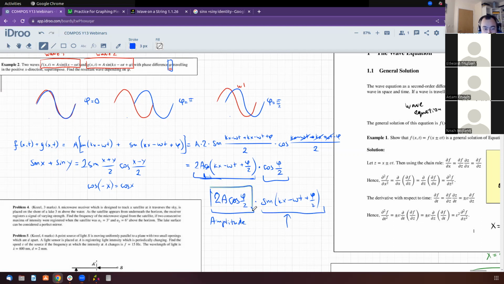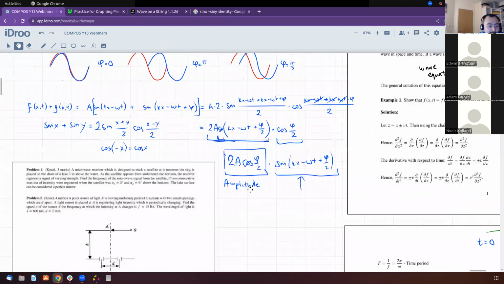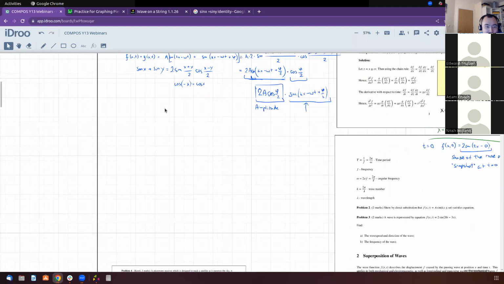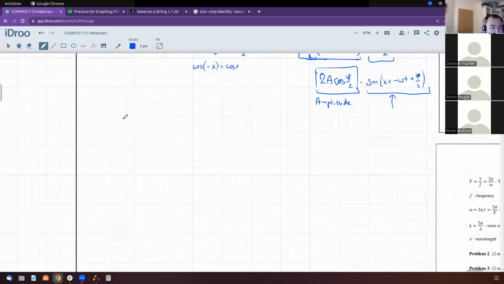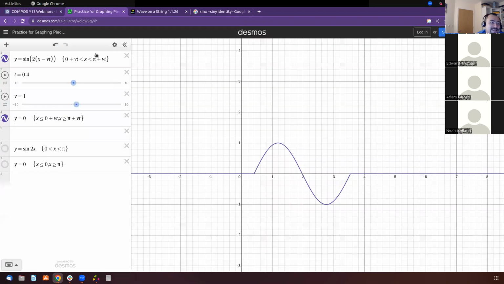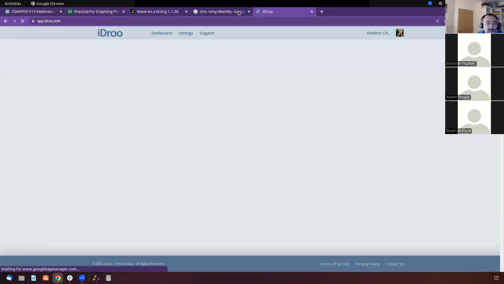But let's focus on this. The amplitude is 2a cos phi over 2. So what does that tell us? That tells us the amplitude of the superimposed waves. If, let's say, the phase difference is 0, it's 2a multiplied by cos 0, which is 2a. If the phase difference between the two waves is 0, the amplitude is 2a. But you already know this. You know that if you take two waves that are, that's wrong.